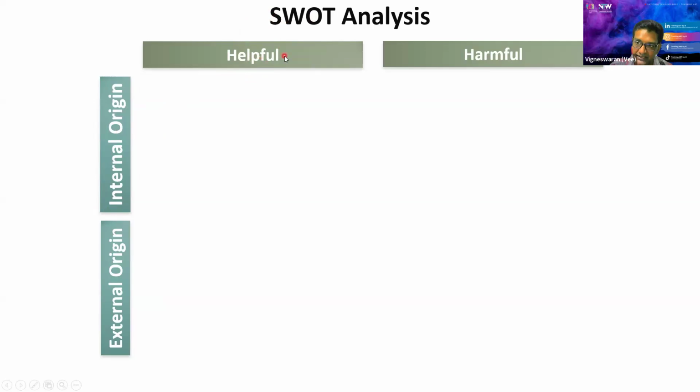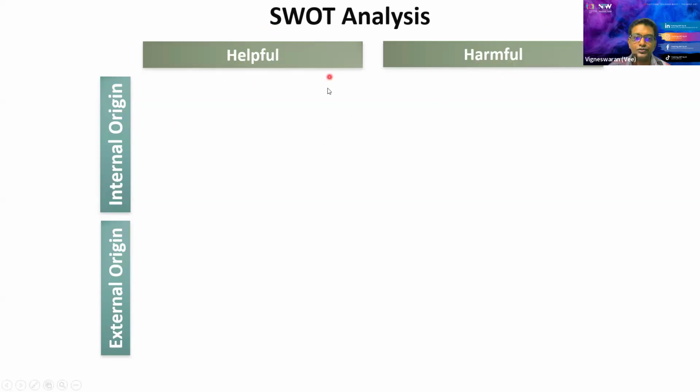Helpful means things that can help the company, if we are looking from the company's perspective; help the department, if you are looking from the department's perspective; or help the team, if you are looking from the perspective of the team. So that is helpful. Harmful means things that can actually affect them.